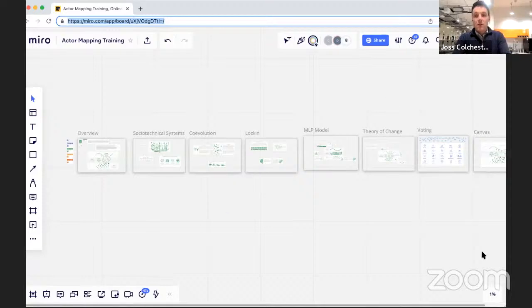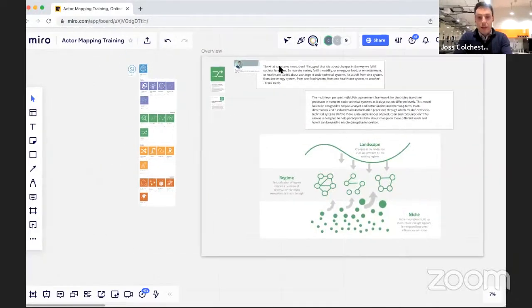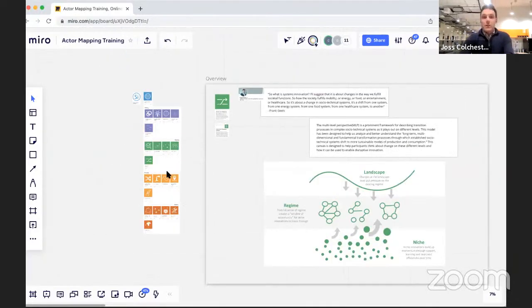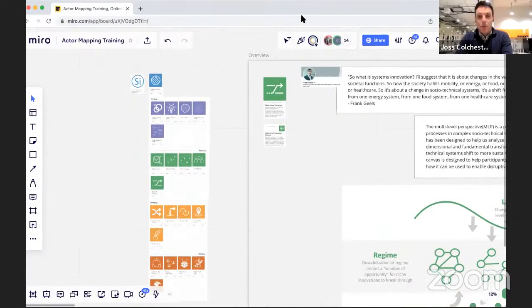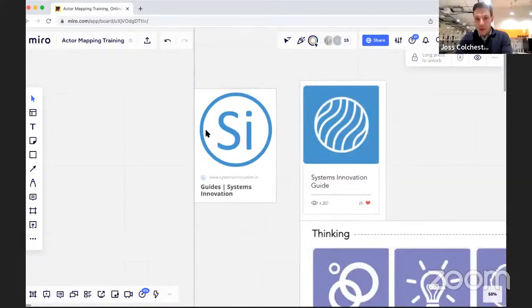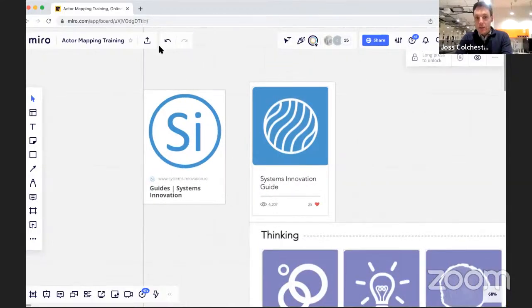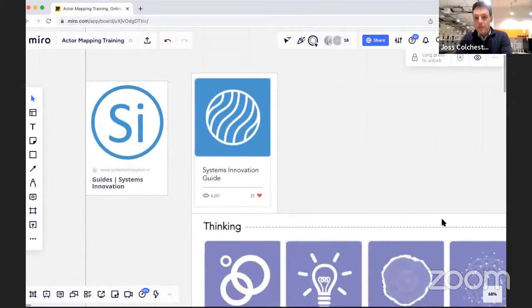Here it is. So we can see here we're learning about the SI guides. Maybe you've joined us in previous sessions. We've been covering a number of these guides so far. We're maybe in about session number 10 at this stage. This is a series of guides that cover all the ideas and methods of systems innovation. You'll find them on our website. Go to systemsinnovation.io, type in guides, and you'll find all the guides there.